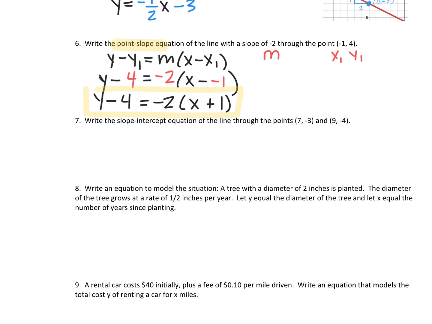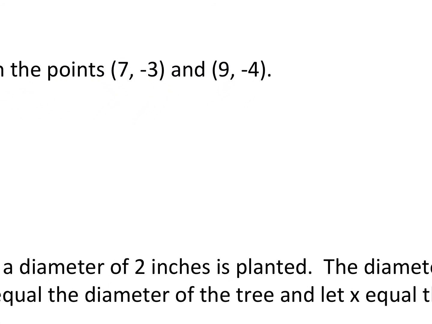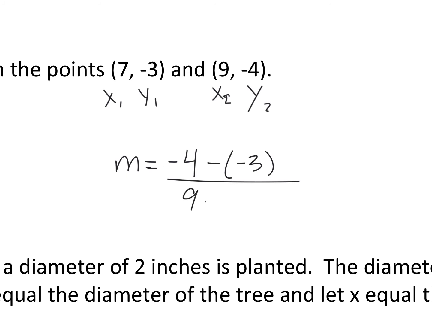You got to find the slope. If you can do that without me, please go ahead and do it without me. If you need to watch me do it, then that's fine. I will do it on the board regardless, okay? So find the slope between these 2 points. So that would be negative 4 minus negative 3, over 9 minus 7. Oh, it's not very pretty.